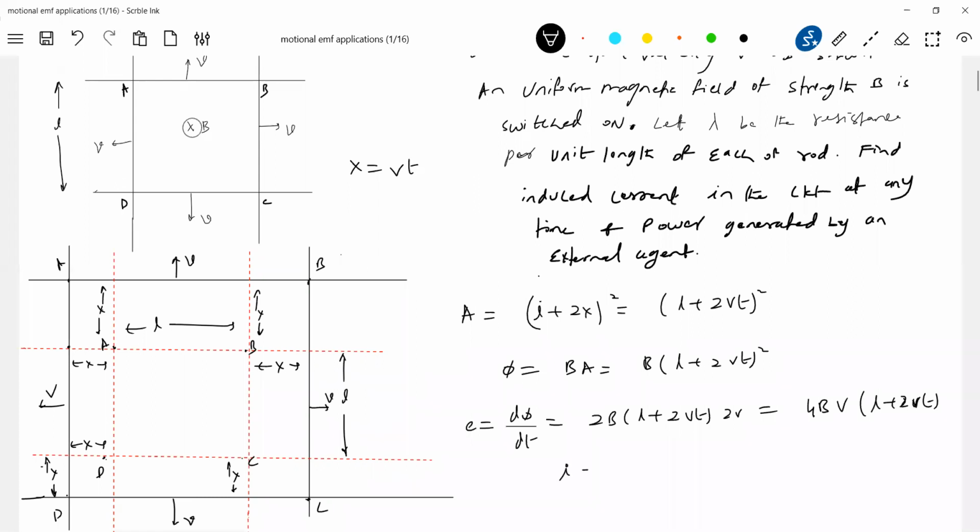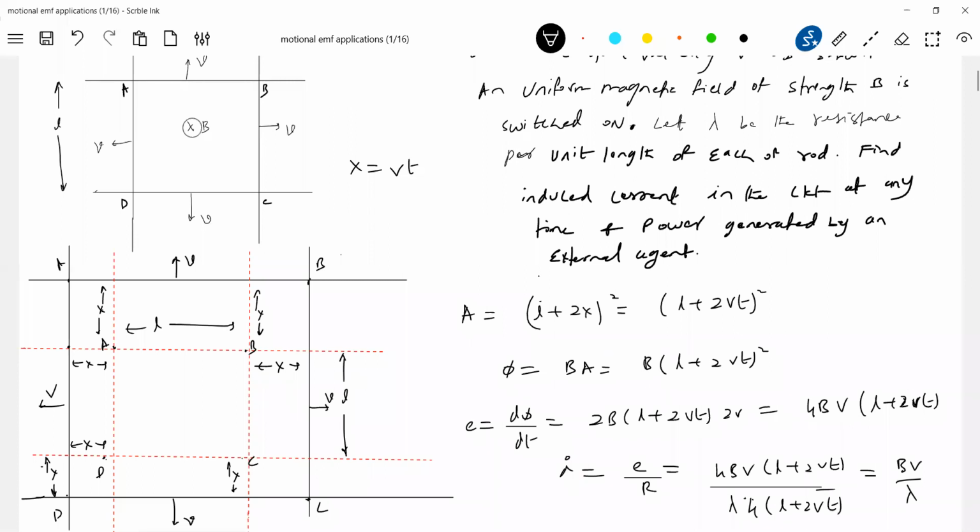Then what is the expression for current? I is equal to E by R. R is the total resistance, where lambda is the resistance per unit length. So 4BV (L plus 2Vt) divided by lambda into the perimeter. What is the perimeter? L plus 2Vt is the side length, and 4 times that. So it simplifies to BV by lambda. A constant current I in fact flows.